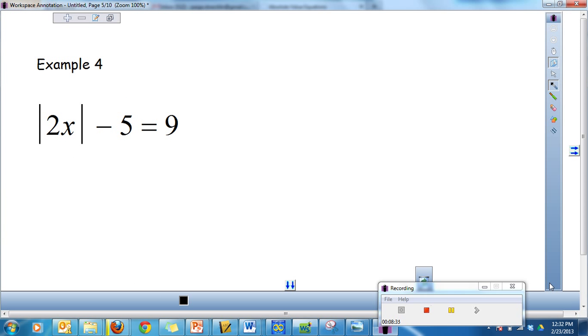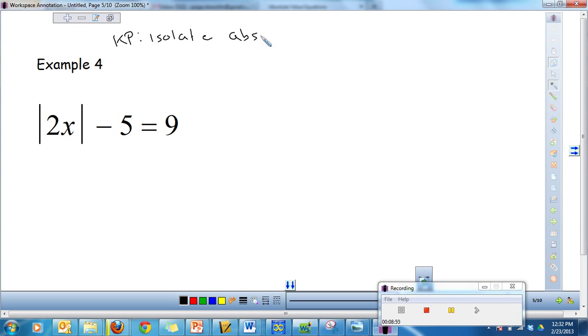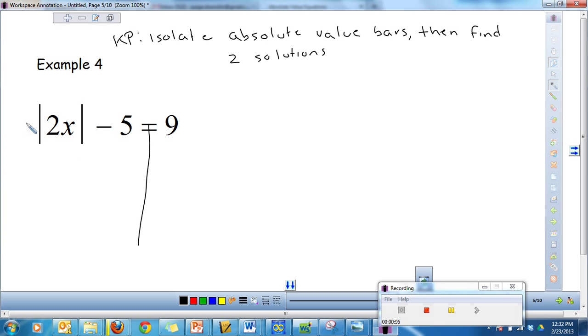Let's go ahead and do a little more complicated example. Now, we just talked about how you need to make sure that the absolute value bars are isolated before you try to find the two solutions. So a key point here that we need to write down is to isolate absolute value bars, then find two solutions. That's really clear in this problem because right now our absolute value bars are not isolated. We have this minus 5 over here. So we need to get rid of this first, and then we can find our two solutions.